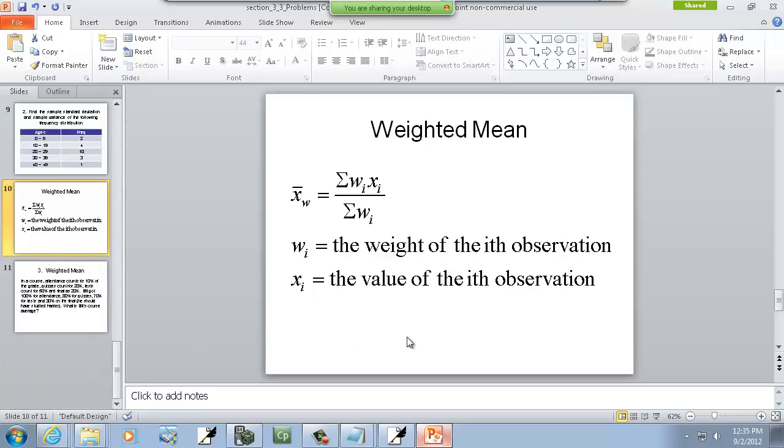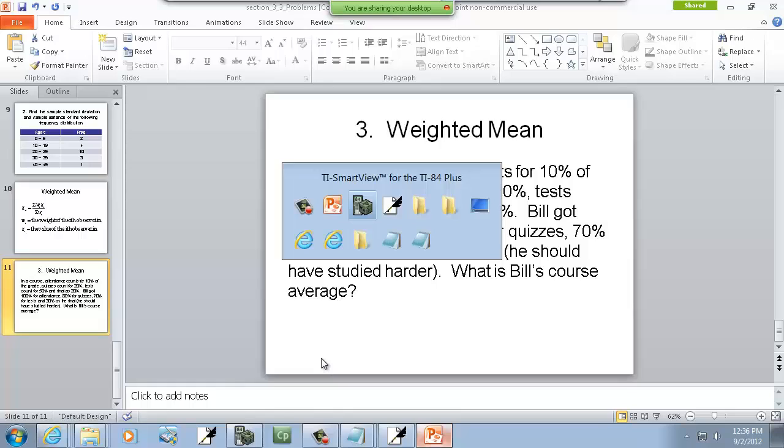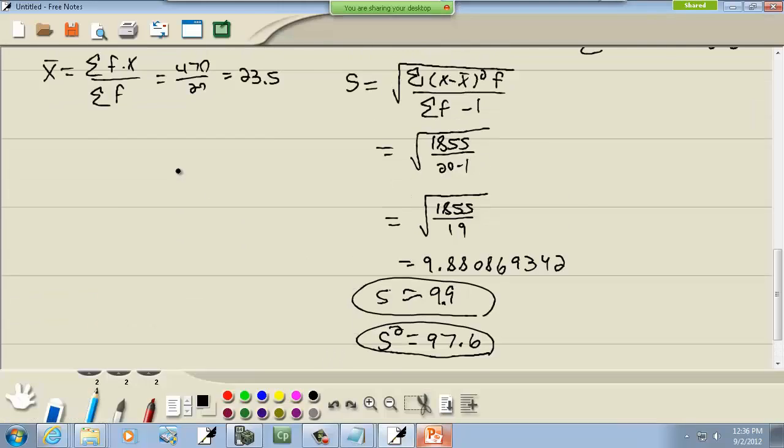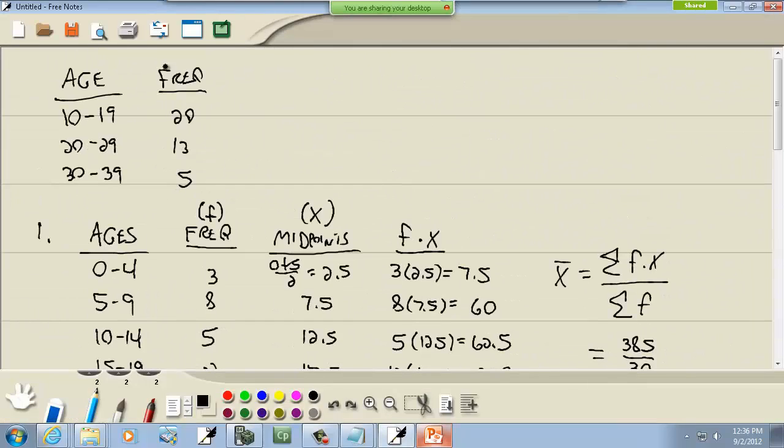Okay, let's talk about a weighted mean. Here we have x bar of our weighted mean. That's what that W represents. Now here we have sigma W times x, and then down below is sigma W. W is the weight of the ith observation, and the xi is the value of the ith observation. So let's do an example. And actually I'll need a new page because I filled it up with these.